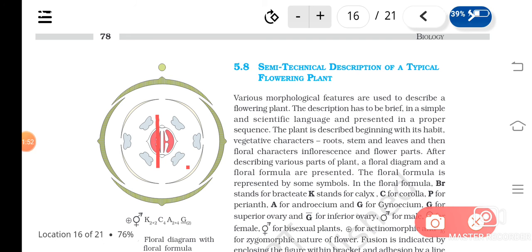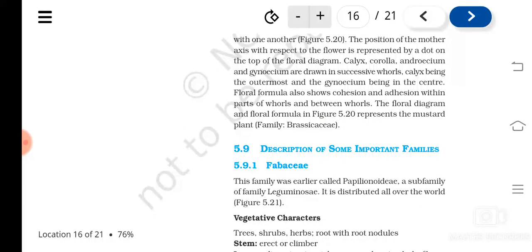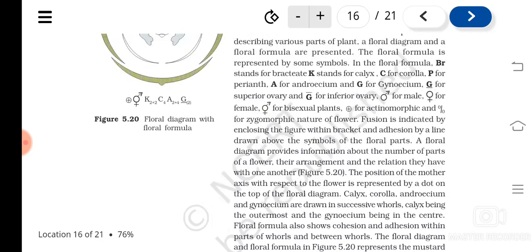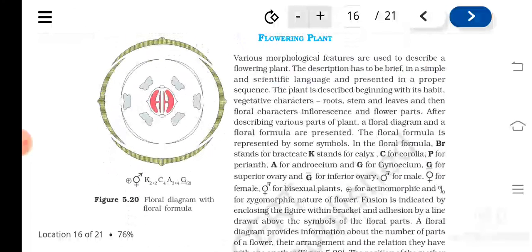So like this, the floral diagram represents the various characters of a flower with the help of a diagram. Understood? The given diagram represents the mustard family. The flower of mustard has these features: calyx is 4, but they are arranged in 2. Then corolla 4 are there. And androecium consists of 6 stamens in 2 levels. Gynoecium is bicarpellary with a syncarpous ovary. Syncarpous means the carpels are fused. They are not free.